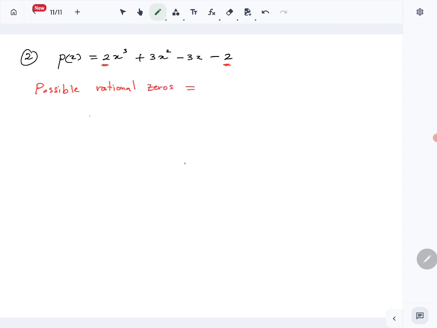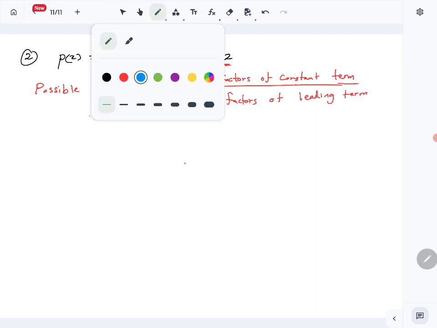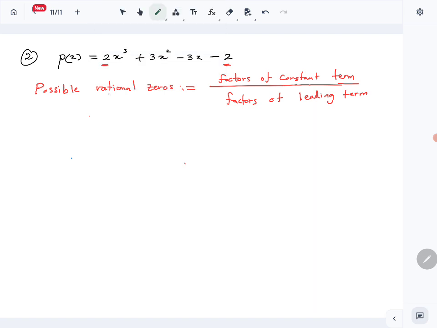So remember this formula. Possible rational zeros are equal to factors of the constant term divided by factors of the leading term. Right, so using this we'll first figure out the possible zeros, and using zeros we can find the factors.